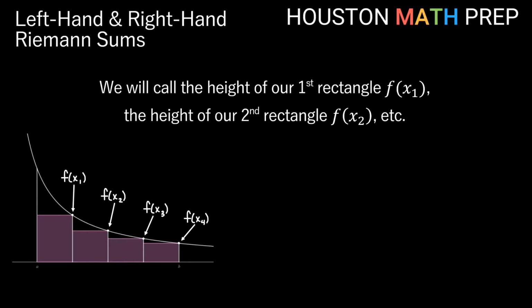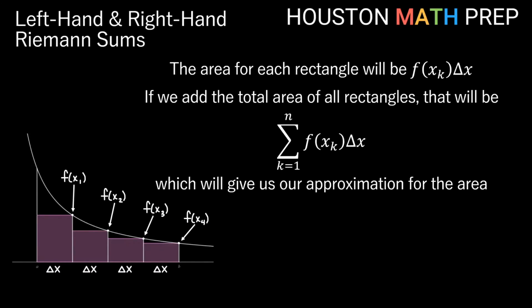Just a notation thing, we'll call the height of our first rectangle f of x1, the height of our second rectangle f of x2, the height of our third rectangle f of x3, and our last one f of x4, since I have 4 rectangles. The area of each rectangle, of course, is going to be the base times the height. We know that the base, the width of each, is going to be delta x, and the height of each is going to be based on the y value we got when we plugged these right-hand x values into our function.